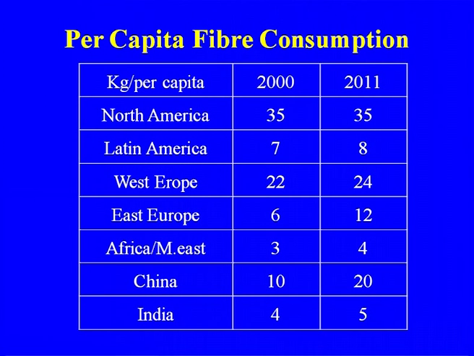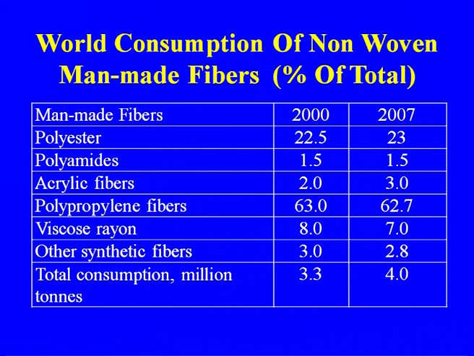This is the per capita consumption of the various fibers, and our per capita consumption is low, so there is a lot of scope for the development of the synthetic fiber industry. And this is the percentage of polyester among the non-woven man-made fibers. In the non-woven sector polypropylene is showing a higher figure, but in the woven sector the maximum is polyester.